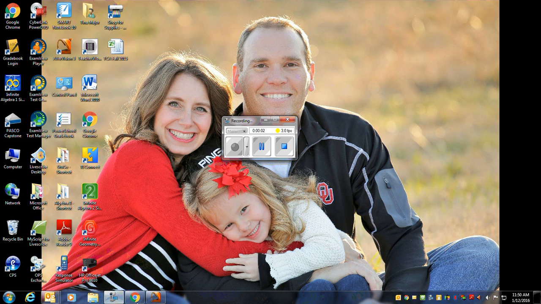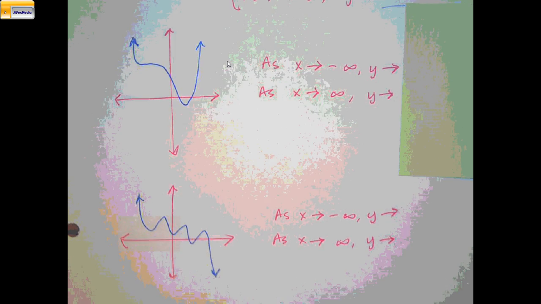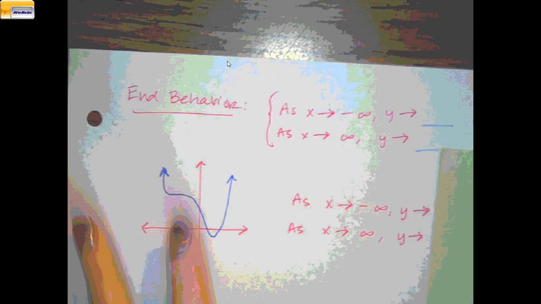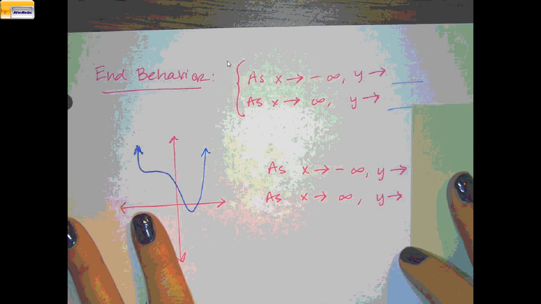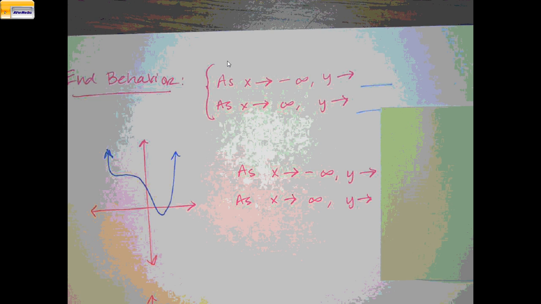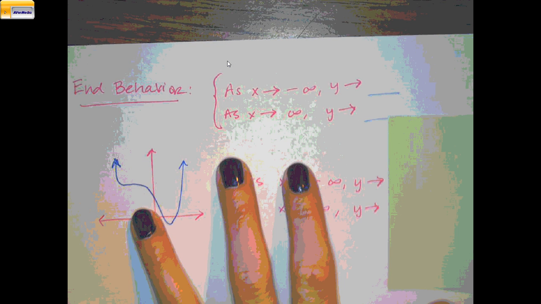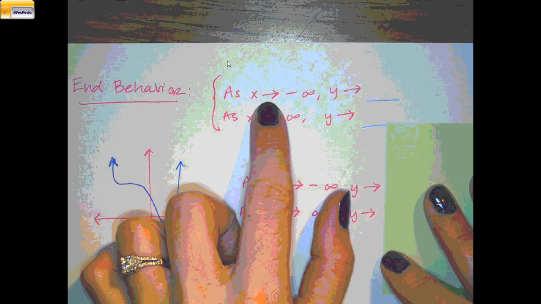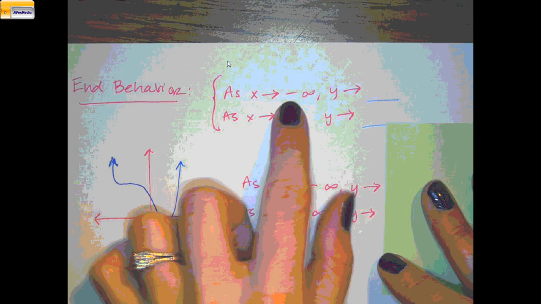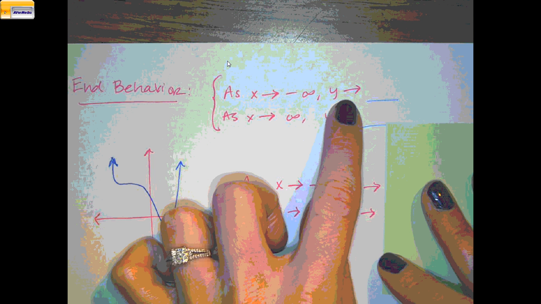So starting with page 16, what I have not discussed yet is end behavior. And this is not difficult. For all of your answers on end behavior, you're going to write this pink stuff right here: As x, and then there's a right arrow, negative infinity, comma, y, and an arrow. And then we'll fill in the blank here in a second.